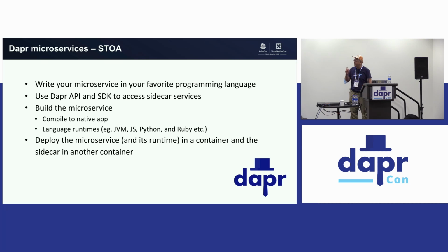Then you build your microservice by either compiling it, if you are Go or Rust, or if you have a higher level language, you run it in a language runtime, say JavaScript or Node.js, Ruby, Python, or whatever. Then comes the important point where you deploy it. You typically deploy the microservice and its runtime in a container, and then the Dapr sidecar in another container, right? So they form a Kubernetes pod, and it's all very nice. So that's how it's done today.